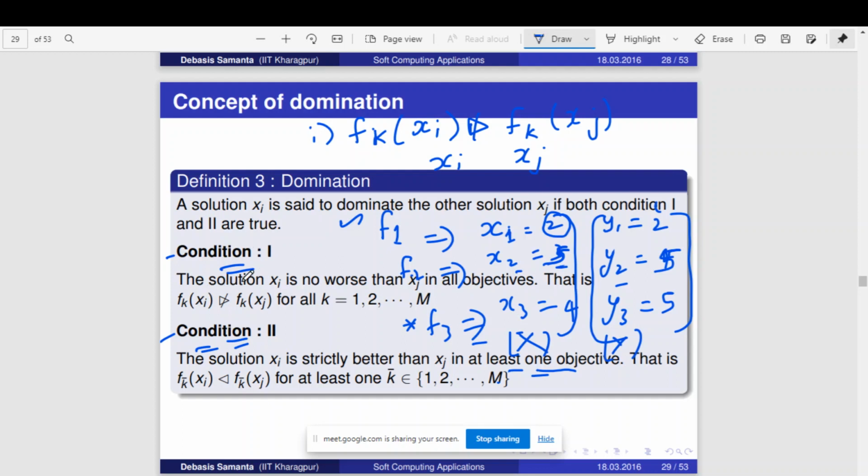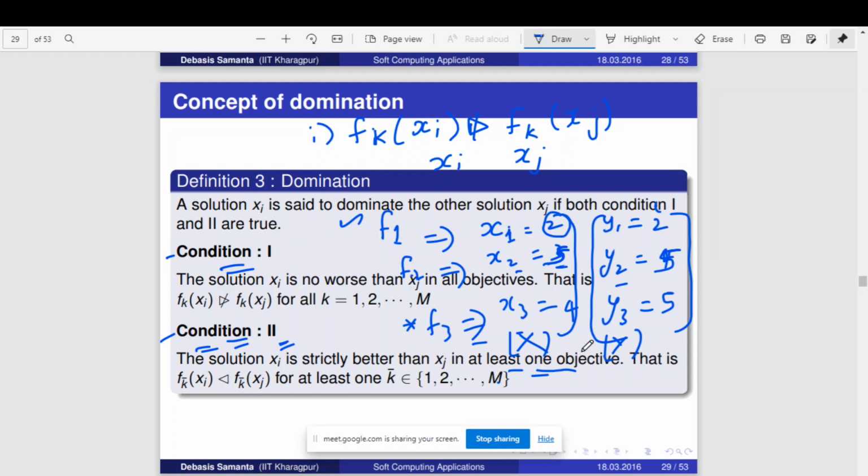Yes. How? First condition, does it satisfy for everybody? So for f1, we can say that x1 is no worse than y1 because they are equal. Second case also, x2 is no worse than y2 because they are equal. In the third case also, x3 is no worse than y3 because x3 is less than y3. And the second condition says that for at least one objective function xi should be better than xj. Here, for objective function 3, x3 is better than y3. So you can say that x dominates y.